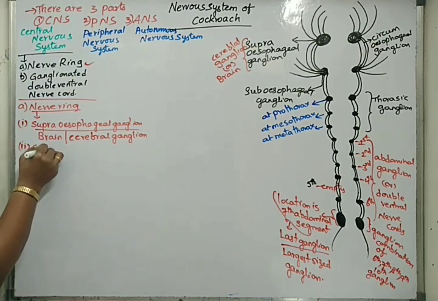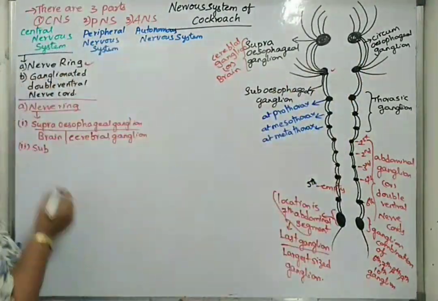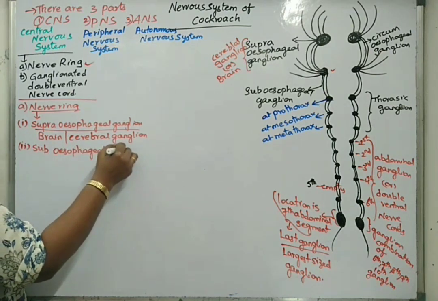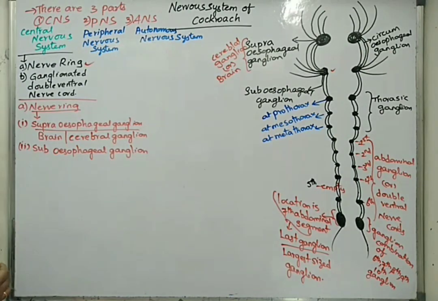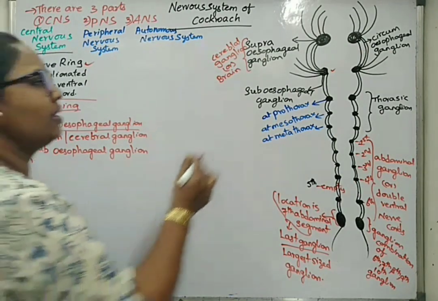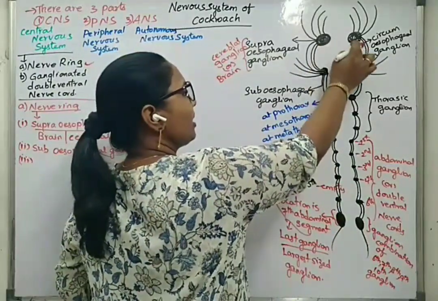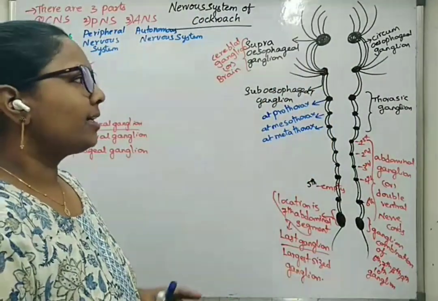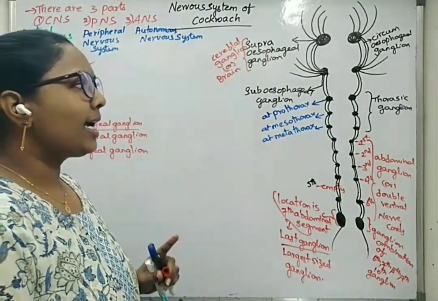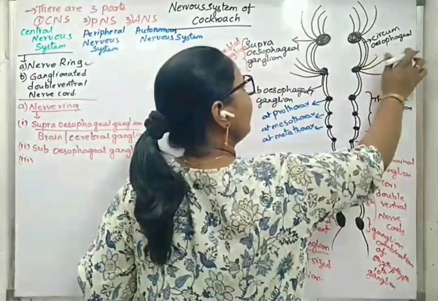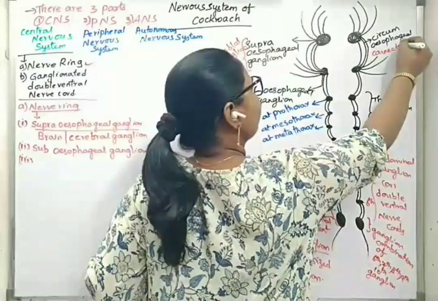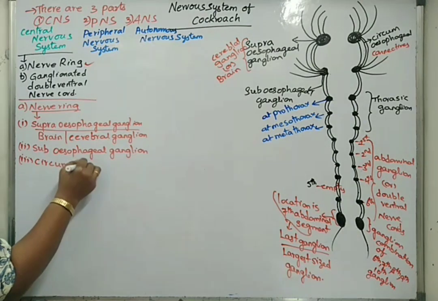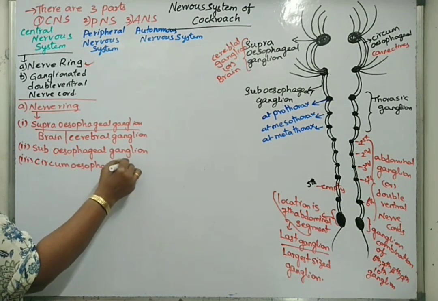Second one, subesophageal ganglion. Next, third one, the one which is connecting the ring-like structures, or the connectives that are connecting supraesophageal ganglion and subesophageal ganglion. That is called circumesophageal connectives. Here I have written ganglion, actually it is connectives.